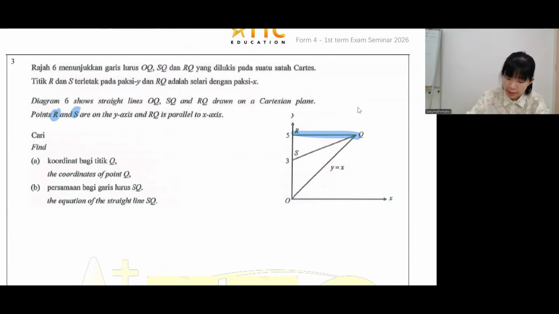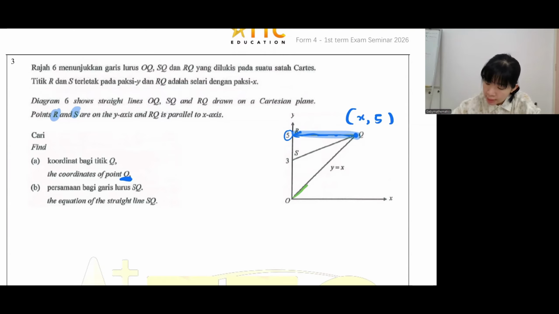Okay, question 8. What is the coordinate of point Q? Which coordinate do you already know about Q? The Y coordinate is 5. How about X?